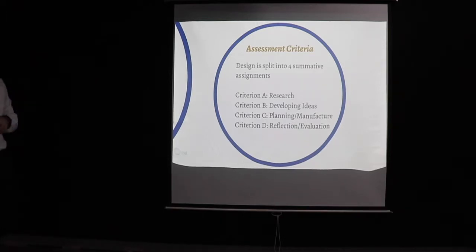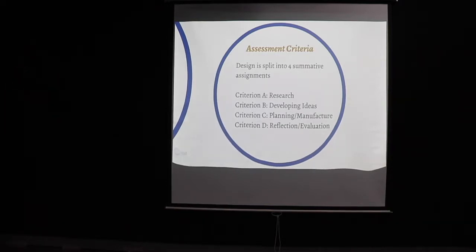So first we have criterion A. In criterion A, that's what we're currently just after finishing. That is where they research the product. They research previous products and they try to analyse what the current market and what things are out there at the moment and how they can try to get their head around this new concept.